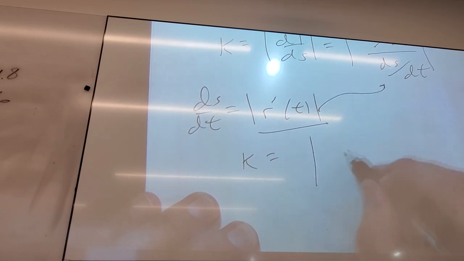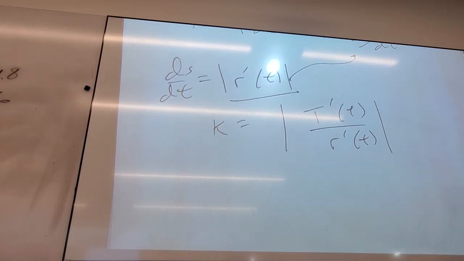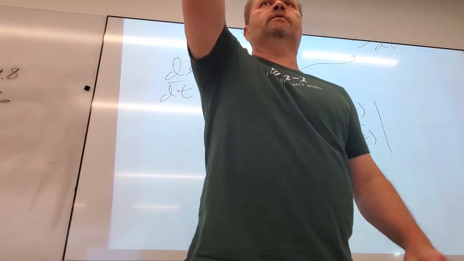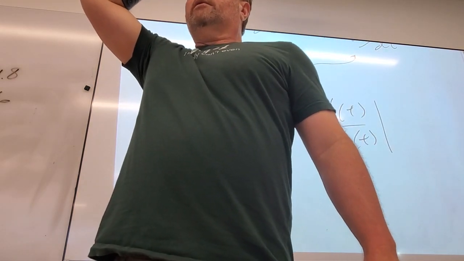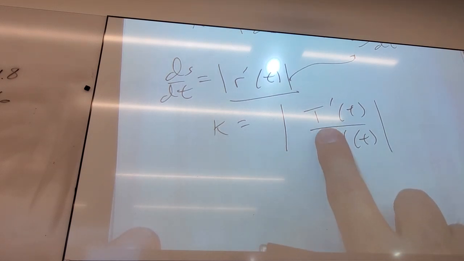I end up with kappa is the length of T prime of t over the length of r prime of t. And now everything's in terms of little t. So that's why I can go back to prime notation, because now I know it's with respect to t. Now it's much more in your face. Yes? The top of that is effectively the second derivative of r? Yes, but now it's divided by r prime. It's not exactly that. So if I'm given a space curve, I calculate T, I can then take its derivative, and I can divide by this and get the curvature.